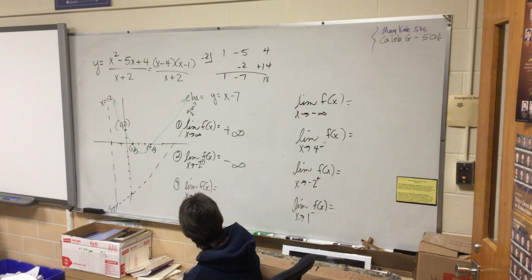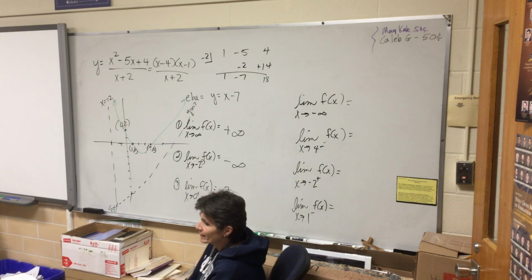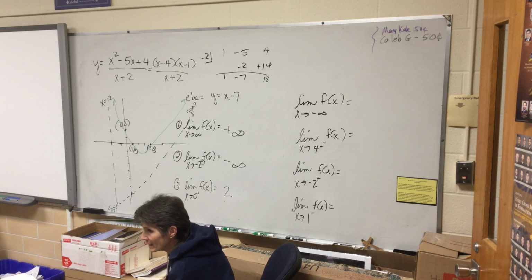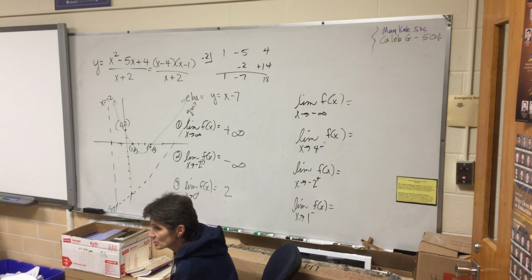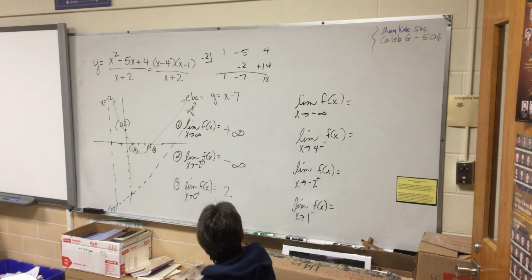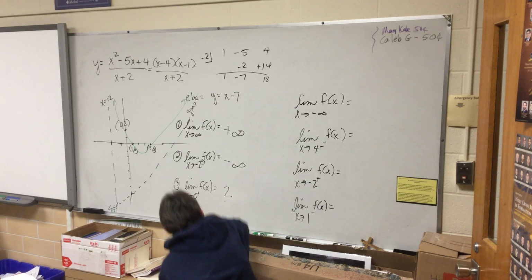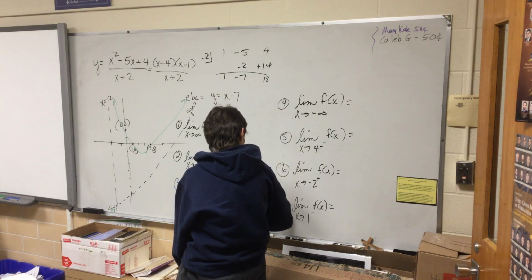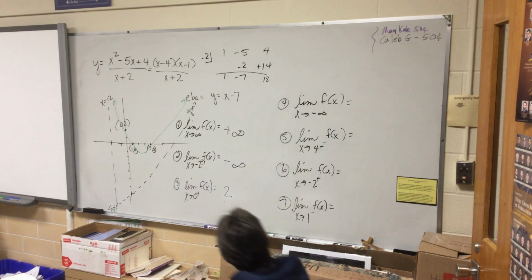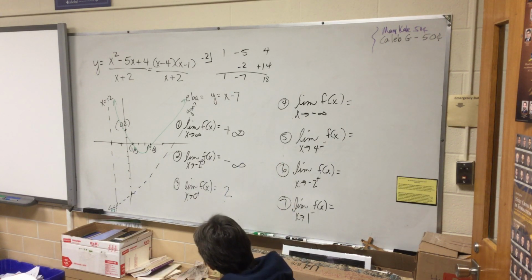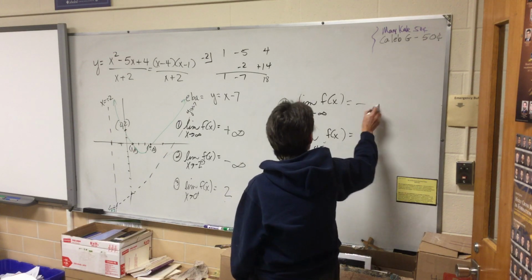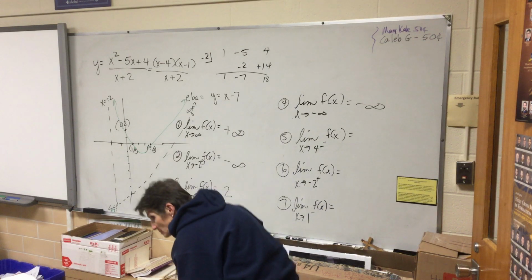I got 2. Yep, because 0 is a point, guys. At x equals 0, there is a point. And the limit is the y coordinate of the point. Perfect. All right, erase the numbers. What about 4? Anna, what'd you get for 4? Negative infinity. You are exactly right.